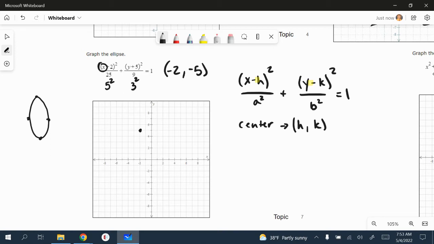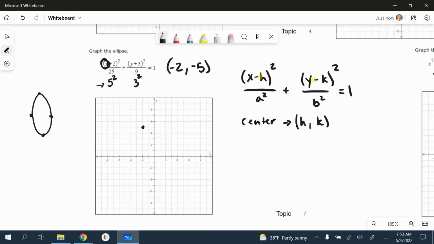In the x direction, we're going to move 5. So you look at the bottom of the fraction to figure out how much you're moving. I'm going to move 5 left, and I'm going to move 5 right, since this is the x direction. So 5 left would be 1, 2, 3, 4, 5. I'll place a point right there.